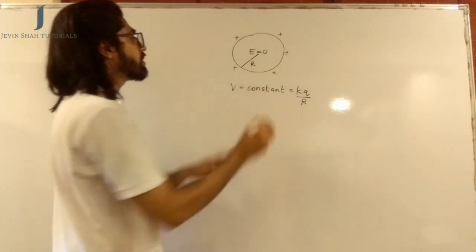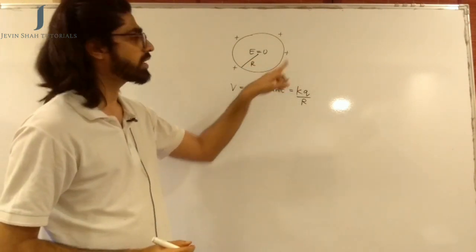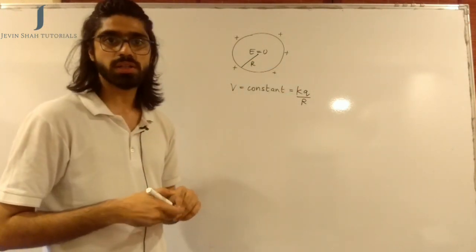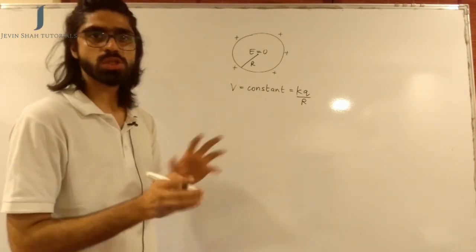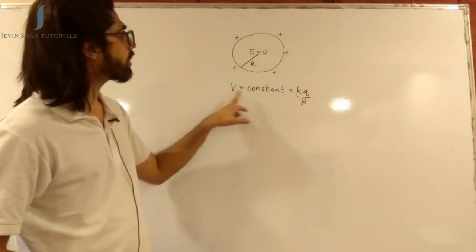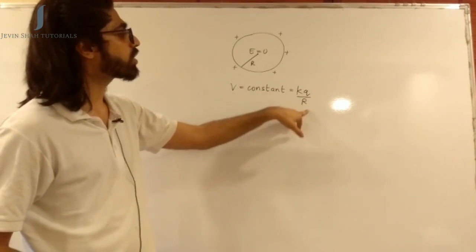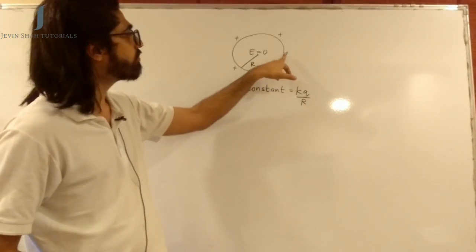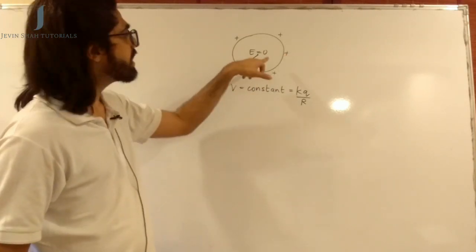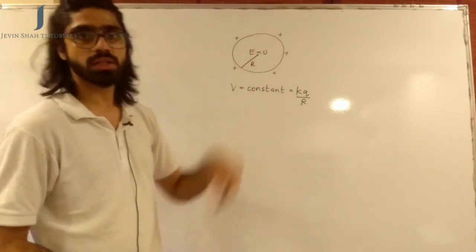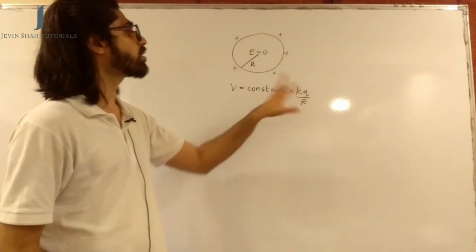Now keep in mind, this formula is applicable only for a conducting sphere. Had it been a non-conducting sphere, the formula will change. But for the time being, we are focused on a conducting sphere. So V for a conducting sphere at the surface will be kq by r, and whatever value of V you have at the surface will be the same value inside also. So V, that is potential inside a conducting sphere, is also equal to kq by r only.